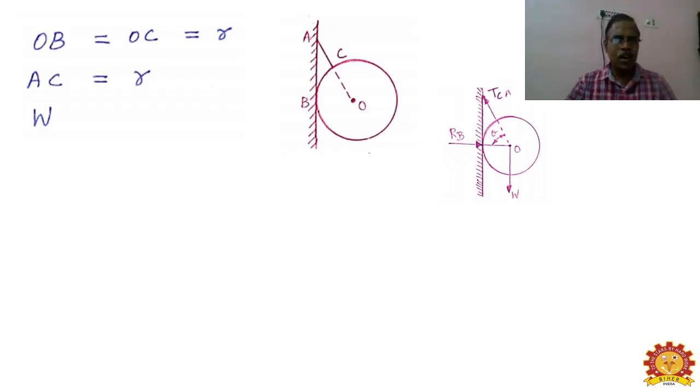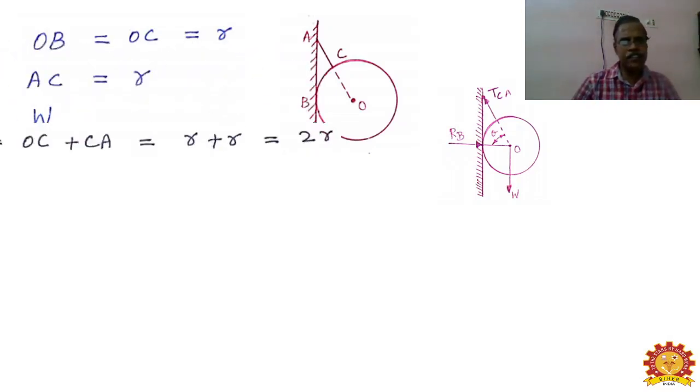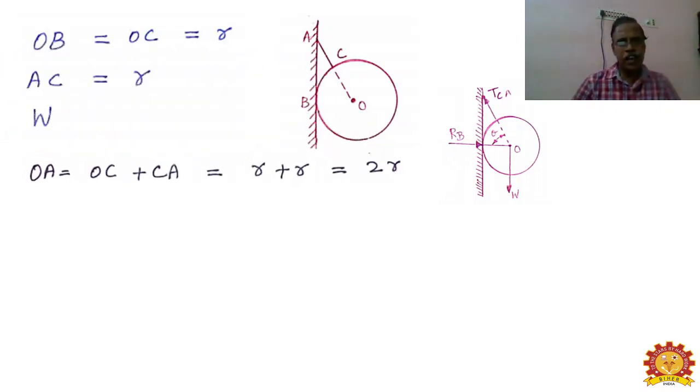How are we saying AC is equal to R? The string AO, which is tied with that, is twice the radius, that's all. By that we can very easily identify that AC is equal to R, and the weight is given as W. So OA is equal to OC plus CA, that is R plus R, which is equal to 2R. That is what I told you. And then OB is equal to R, because it is the radius of the sphere. Now we can see how to calculate this.